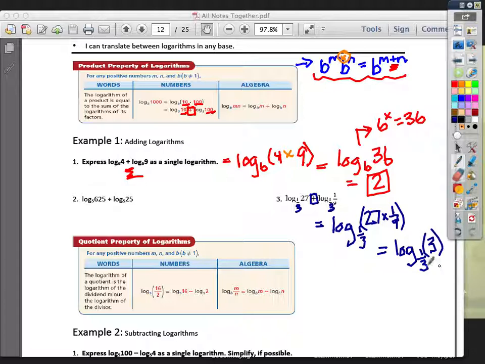And think about that for a moment. 1/3 to what power gives you 3? Yep, I hope you got it. It simplifies down to -1. Okay? So that is the product property of logarithms.